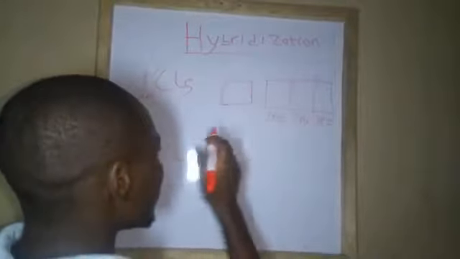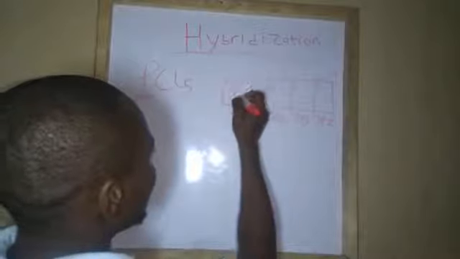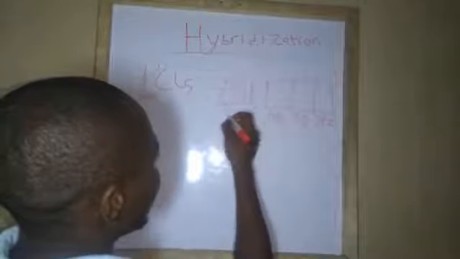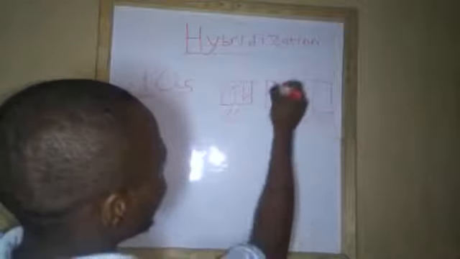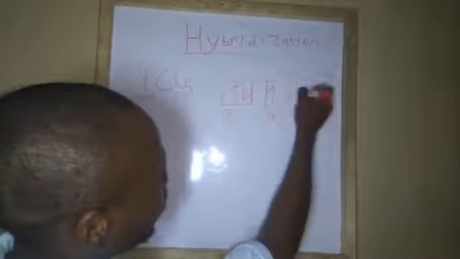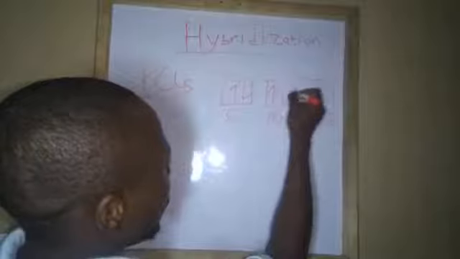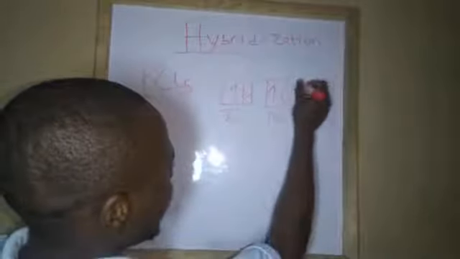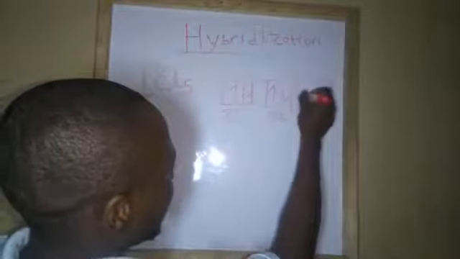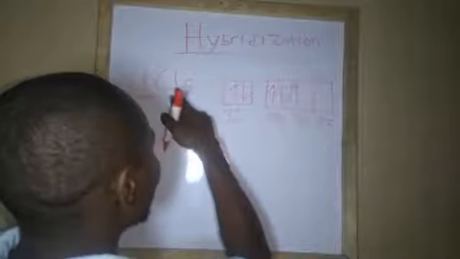Now 3s2 is 2 electrons, and 3p3. According to Hund's rule, it will go 1, 1, 1. But in order to save your time, just bring it together: 3p3. Now how many chlorine do we have here? 1, 2, 3, 4, 5. We have 5 chlorine.